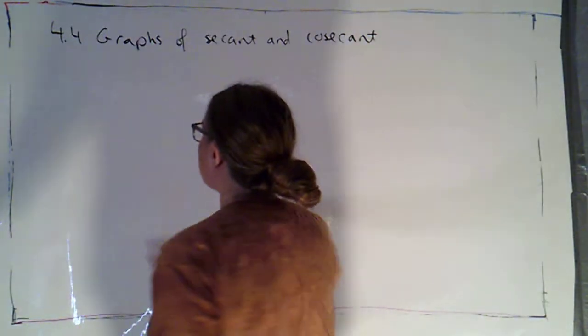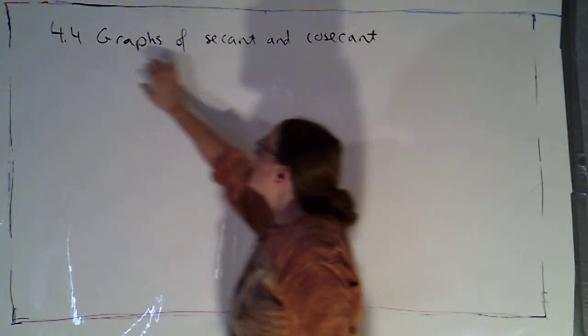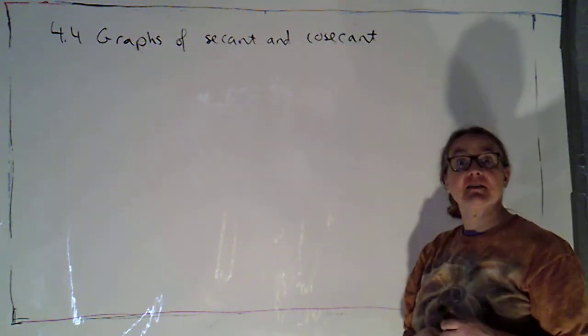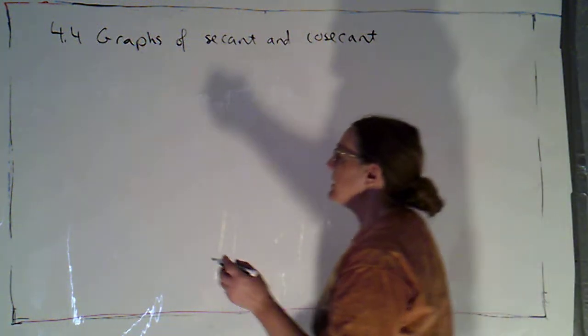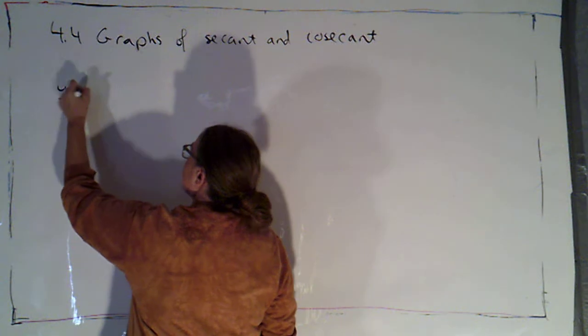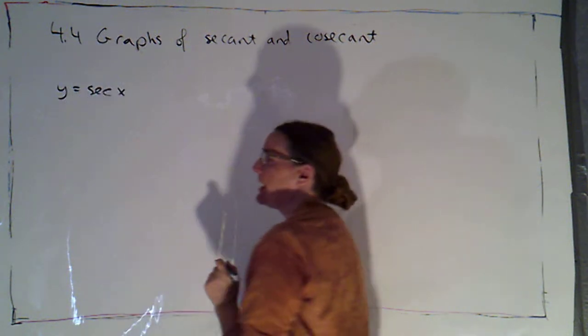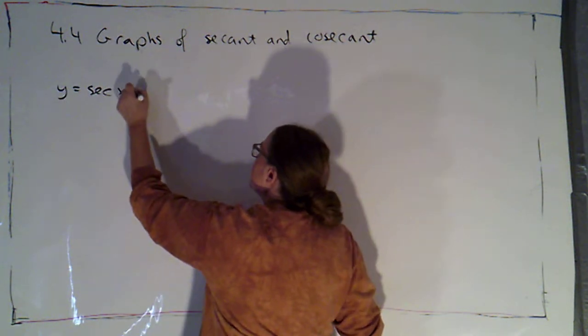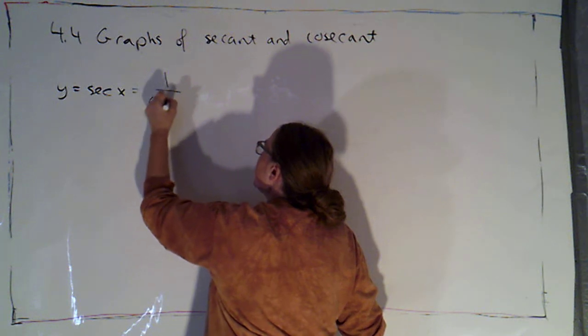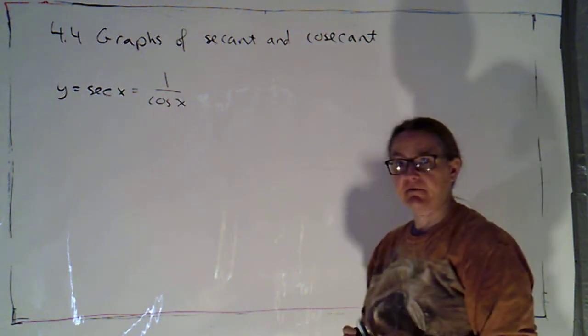In this video, we're going to start section 4.4, which is looking at the graphs of secant and cosecant. So I'm going to start by trying to graph y equals secant of x. And in doing that, I'm going to use the fact that that's the reciprocal of cosine of x.